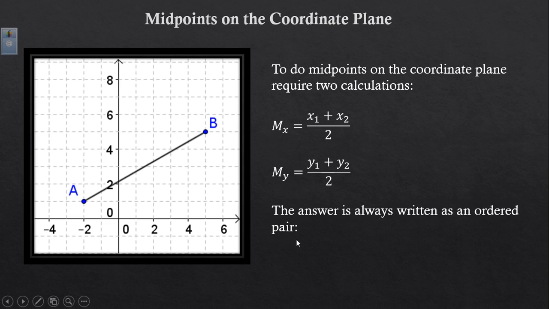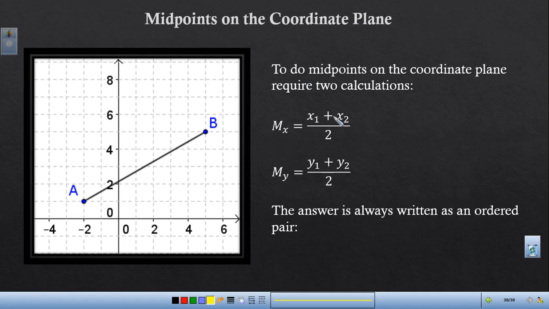Alright, we extend this to 2 dimensions, and now we have to find the midpoint for 2 different coordinate sets, an x and a y. So I start by looking at the x coordinates. I have -2 and +5. So A is at -2, 1, and B is at 5, 5.